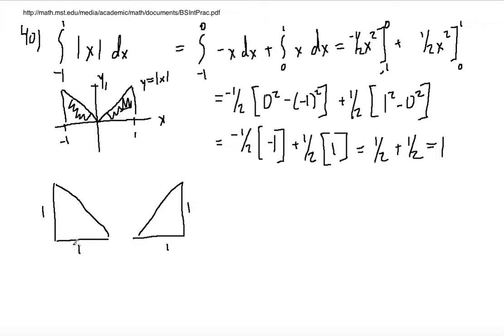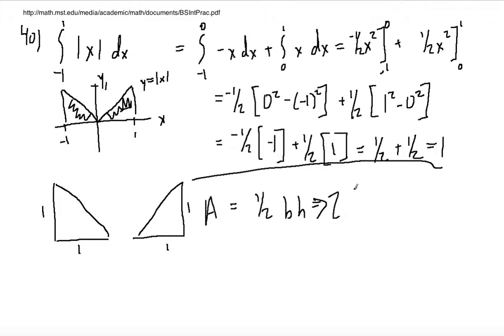And I know that the area of a triangle is equal to 1/2 base times height. And I've got two triangles, so I'm going to take 2 times the 1/2 base times height, because they have the same base and same height. And again, I just get that my area is going to be 1 unit squared.